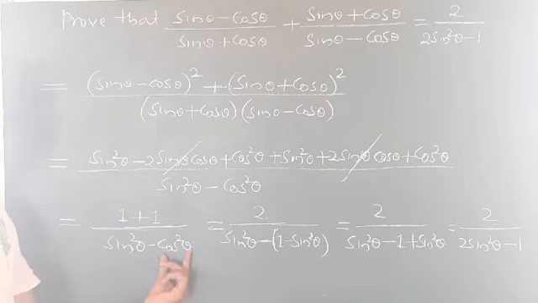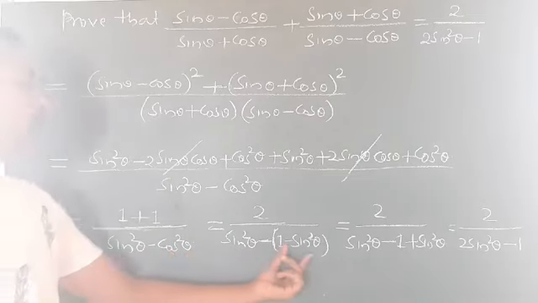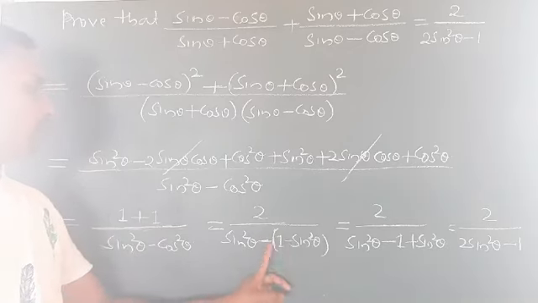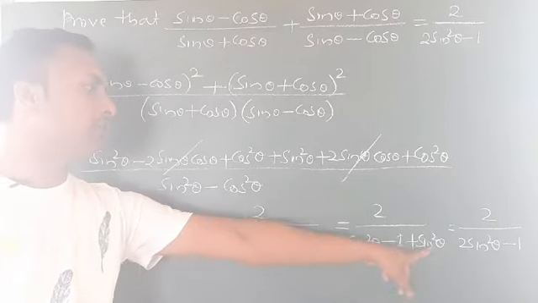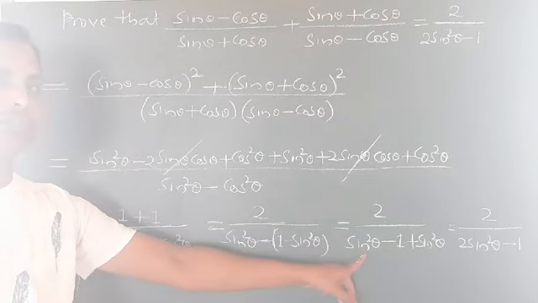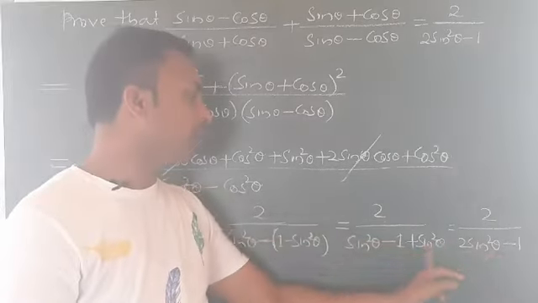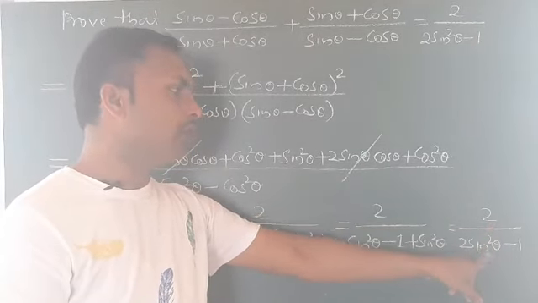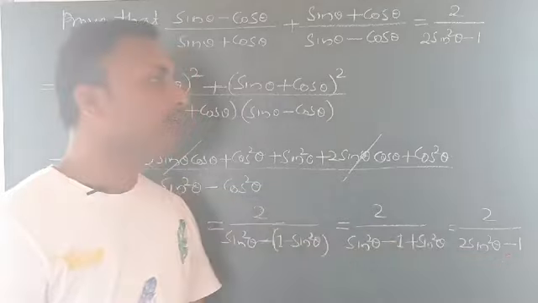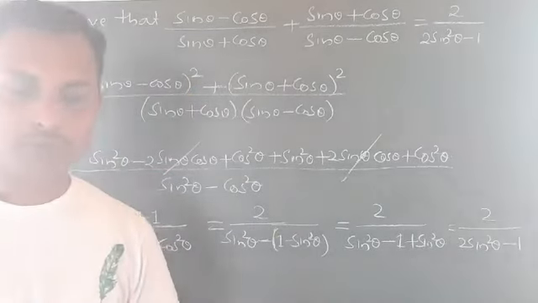Now this you can change. Okay, cos square theta becomes 1 minus sin square theta. Now minus into 1 is minus 1, minus into minus is plus sin square theta, so sin square theta plus sin square theta is nothing but 2 sin square theta, and this minus 1 is as it is, and the numerator 2 is as it is. So 2 divided by 2 sin square theta minus 1. I hope you understood very well.